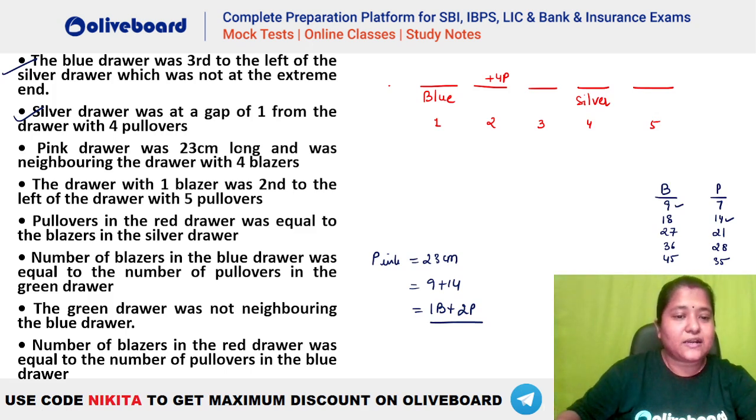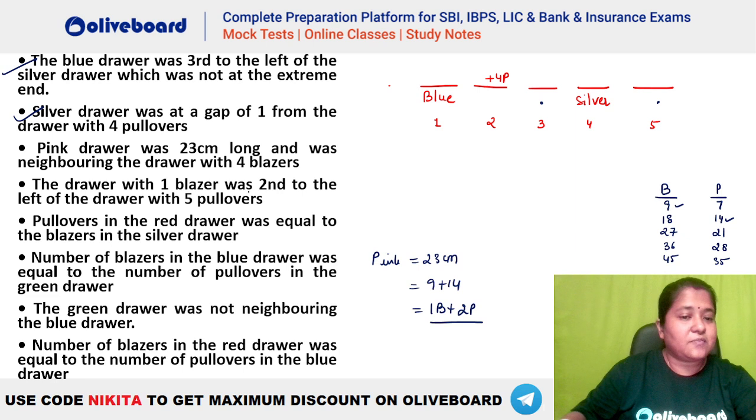Okay. So 23 centimeters, and it was neighboring the drawer with four blazers. So you can see it should be a neighbor of four blazers here. Let's say if we take your pink here, the four blazers will be the silver one, or it can be the second one. Similarly, if we take pink here, then the silver one will be the one with four blazers. Either of the two possibilities is there. After that, let's see what is given.